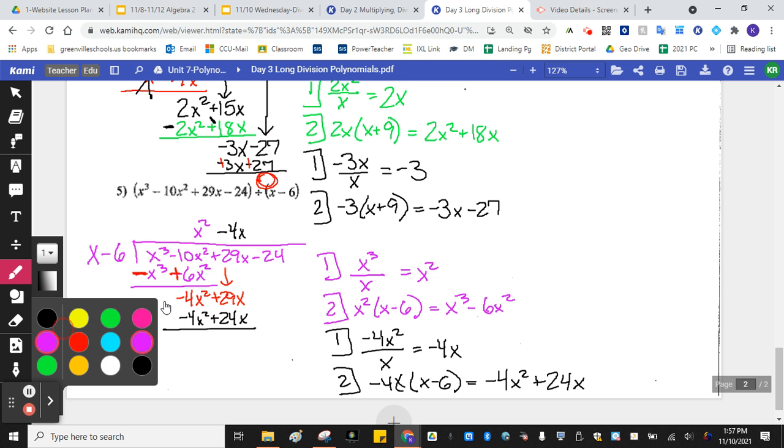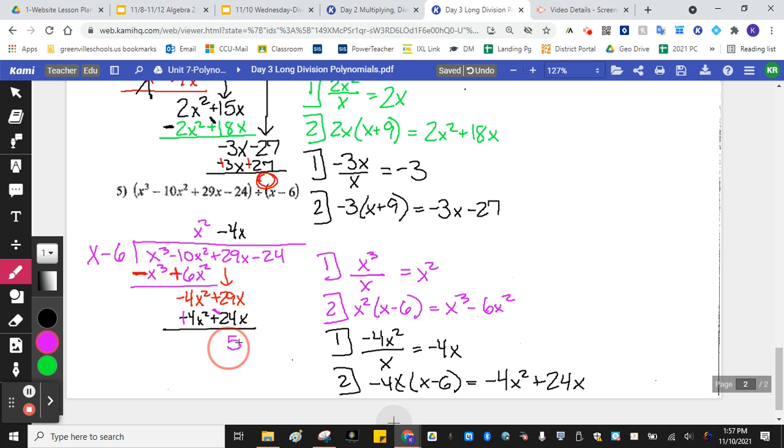We're subtracting these, so they change signs. That's going to be a positive, that's going to be a negative. So you should get 5x. Bring down the -24. Last time around. 5x divided by x is 5.